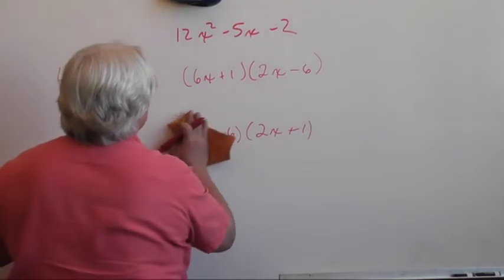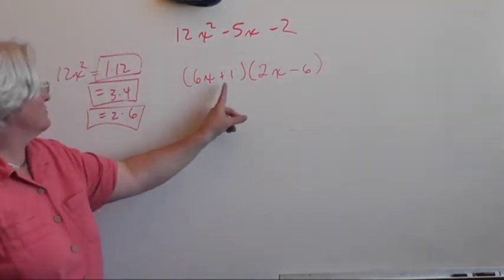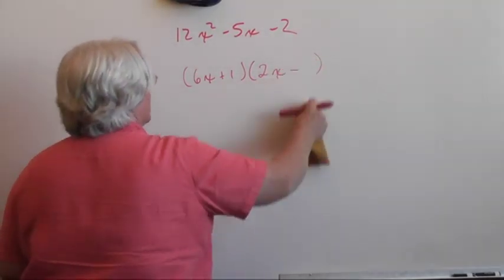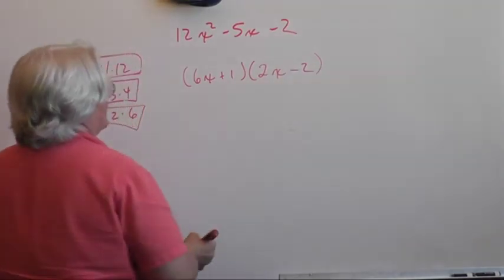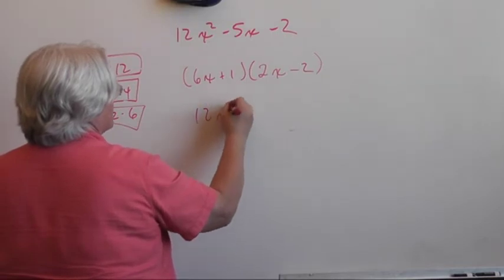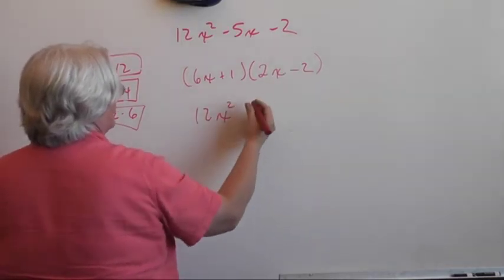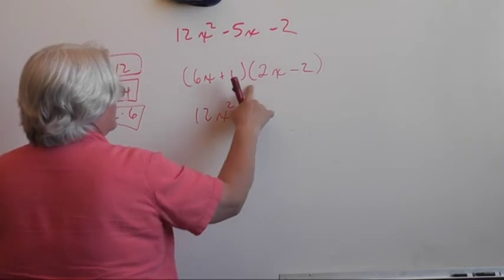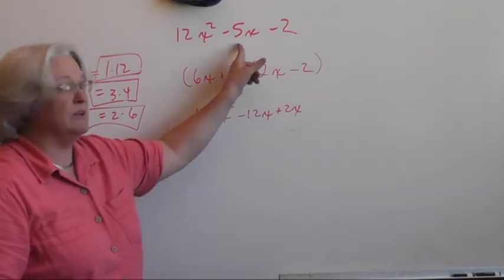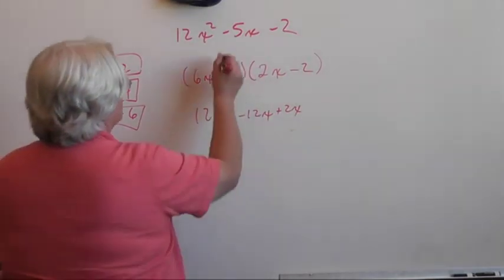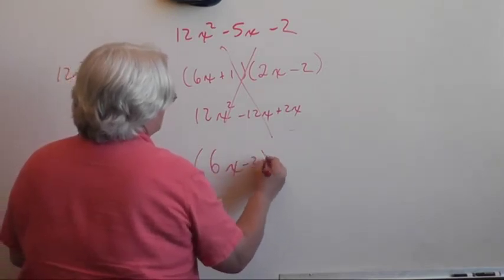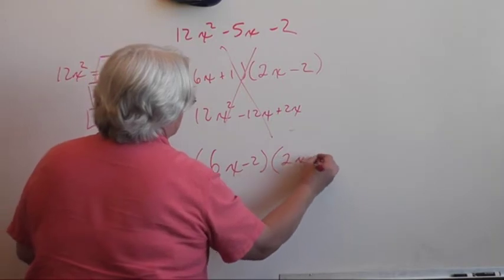Let's erase this part. Our factors here are not going to be 1 and negative 6. It's 1 and a negative 2. See what happens. 6x times 2x, 12x squared. 6x times negative 2, negative 12x plus 2x. And at this point you stop. We're trying to get negative 5x. That one doesn't work. Well, let's try it in the other direction. 6x minus 2 times 2x plus 1.